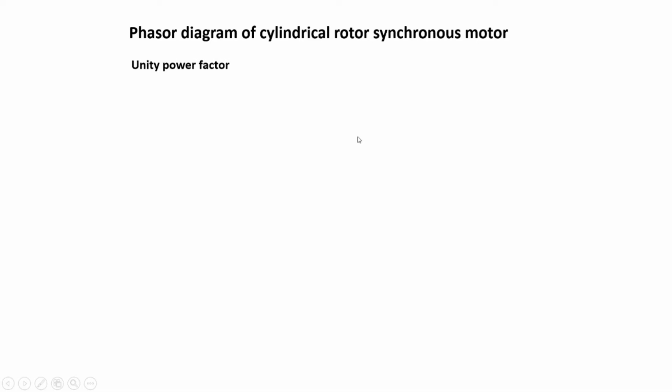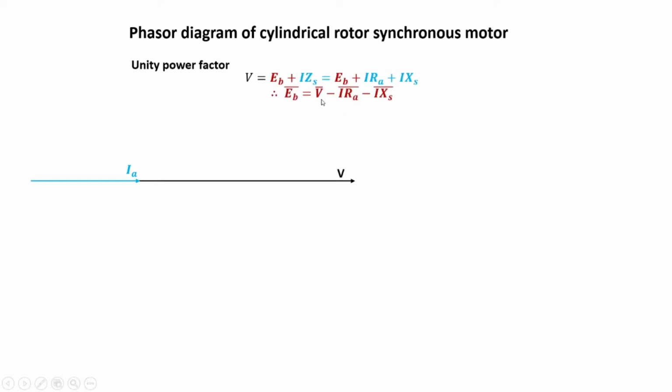Now let's consider the phasor diagram of a cylindrical rotor synchronous motor under unity power factor condition. Let V be the reference phasor. Armature current is in phase with the voltage. As the voltage equation is EB is equal to V minus IARA minus IAXS, from this voltage phasor we need to subtract the IARA drop and IAXS drop in order to obtain EB.